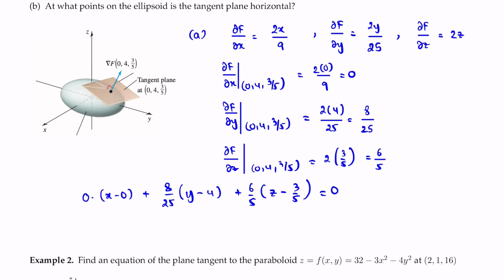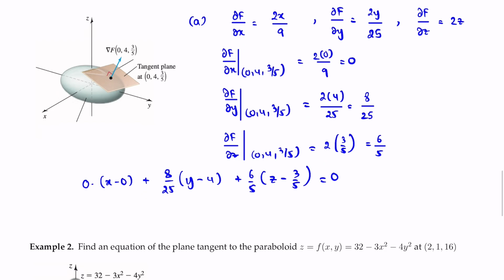Now in part B, they want to know at what point on the ellipsoid is the tangent plane horizontal. If you want, you can simplify these equations and, if we do the calculations correctly, the equation of the plane has the form 4y plus 15z equal to 25. Since the equation does not involve x, the tangent plane is parallel to, but does not intersect, the x-axis.